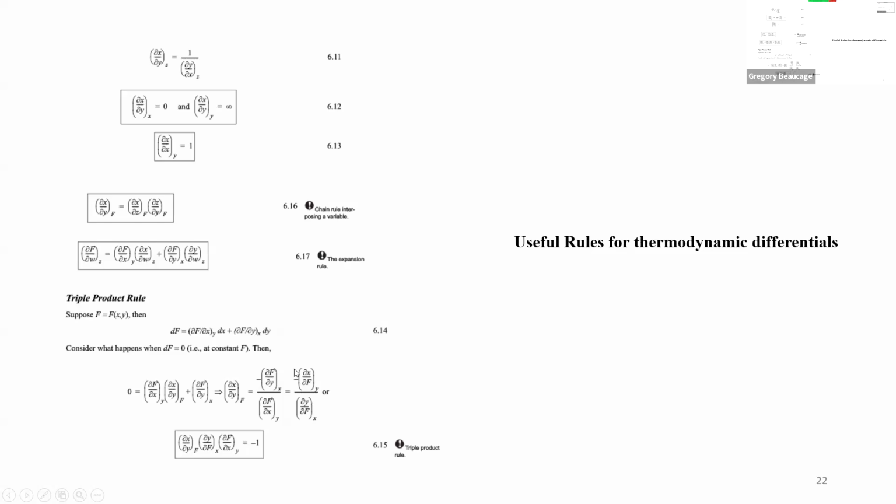And there are more complicated rules that don't necessarily make that much sense, but basically they work. So the chain rule: dx/dy at f is dx/dz times dz/dy, so you're introducing another term in the chain rule. Then the expansion rule is also kind of introducing another term. Then the triple product rule is just weird. You have 3 terms and the whole thing equals -1, right?